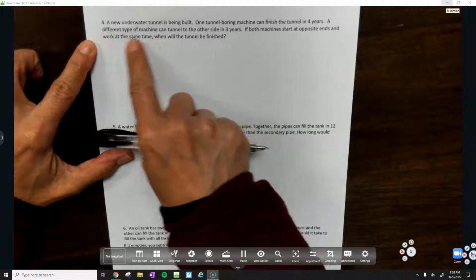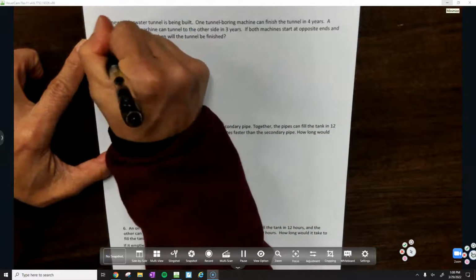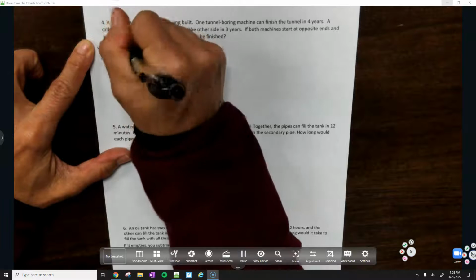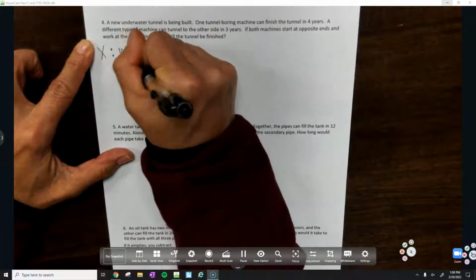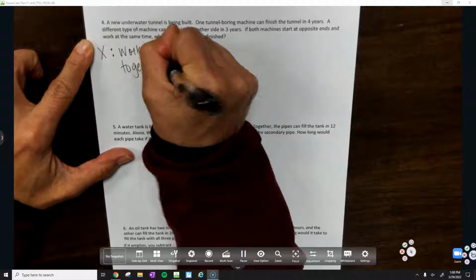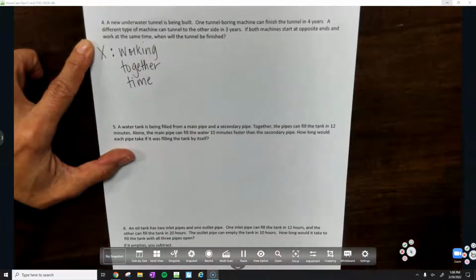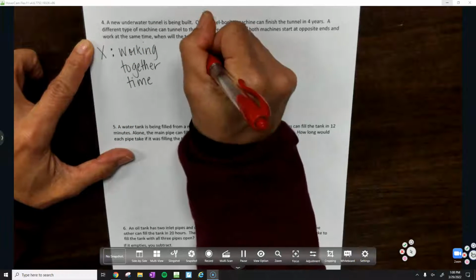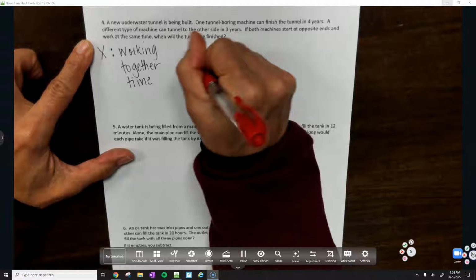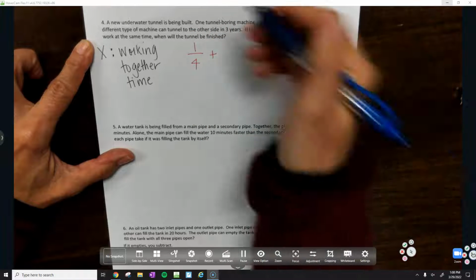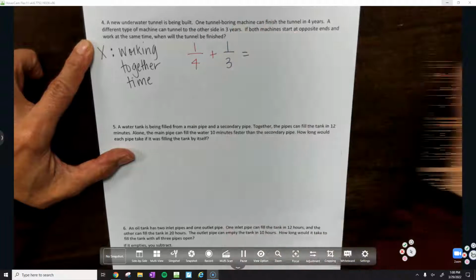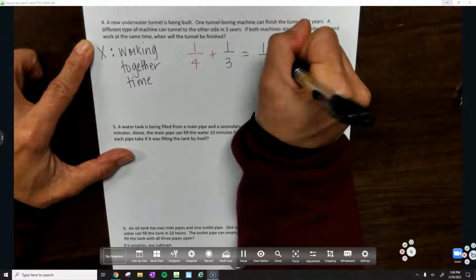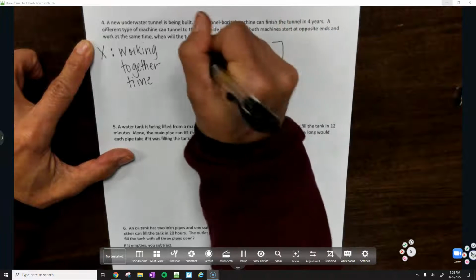We want to know when the tunnel will be finished when everybody is working, or when all of the machines are working together. So X represents working together time. Machine number 1 can bore one tunnel in 4 years. Machine number 2 can bore one tunnel in 3 years. And remember, we are looking for one tunnel when they both work together.